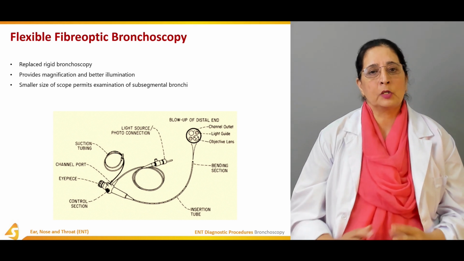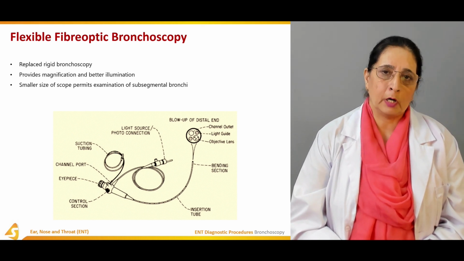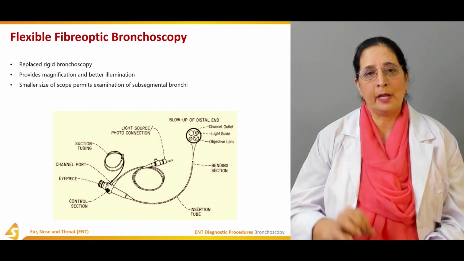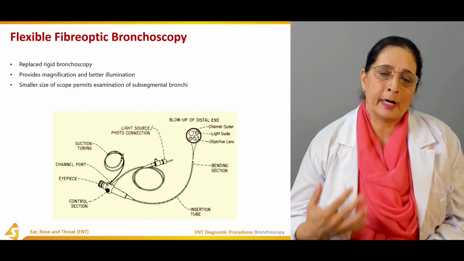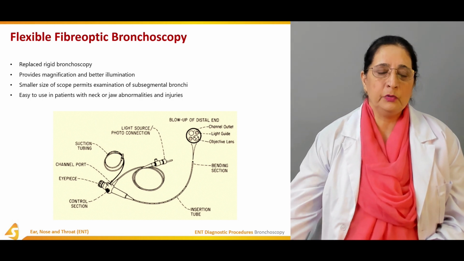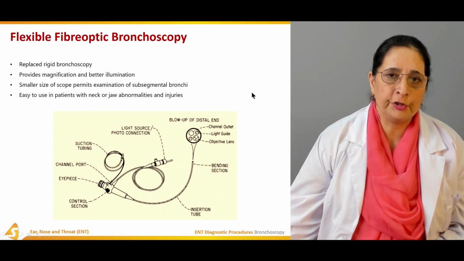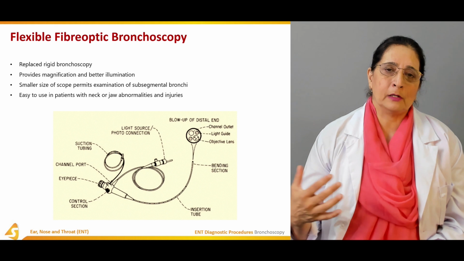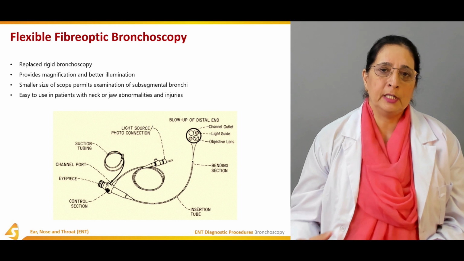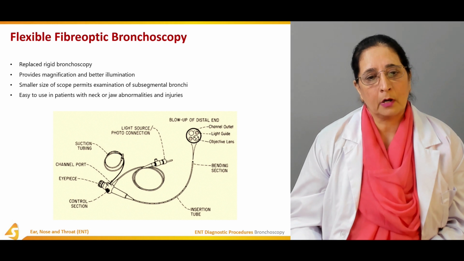Smaller size of scope permits examination of subsegmental bronchi. So it's smaller in size, it's flexible, easily passed through narrowed areas, so it has more access than the rigid bronchoscope. Easy to use in patients with neck or jaw abnormalities and injury. In rigid bronchoscope, that's a contraindication, it should not be used for cervical spine injuries or abnormalities, but that's not the case for the flexible bronchoscopy.